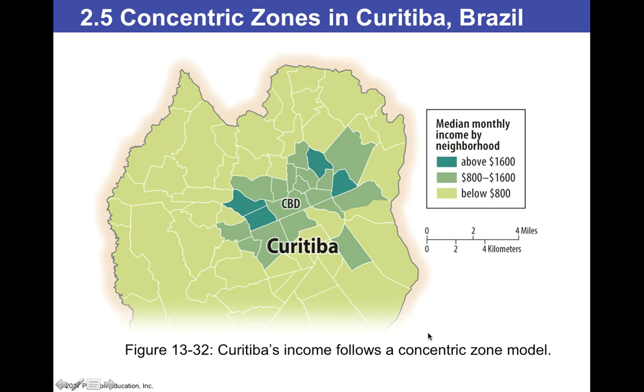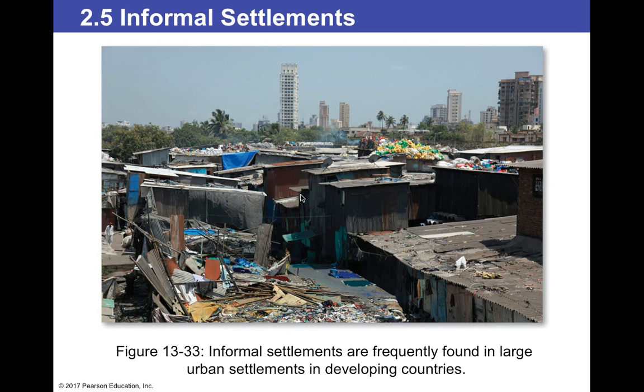So Curitiba in Brazil, they're doing a concentric model here. And as you move out, the income goes down. So people want to live in the city center. So that's a point: in Latin American cities, the money's in the middle. People aren't moving out to suburbs. Informal settlements. This is a great example of what an informal settlement looks like. This is a slum or a favela, however you want to say it.